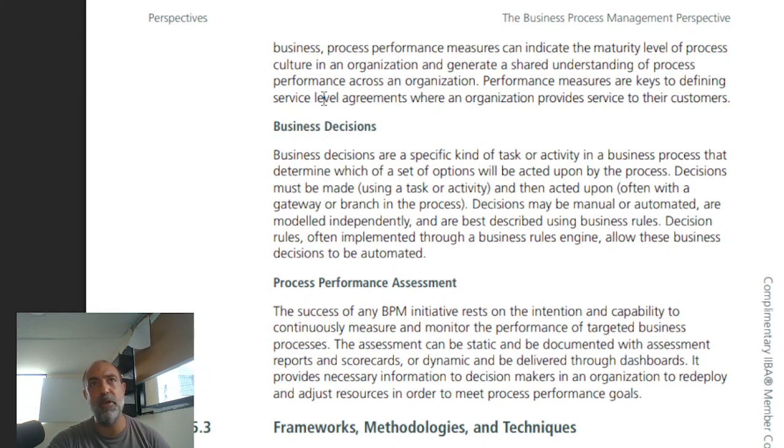Well, yeah, when it comes to the measures, that's what you do. That's how you objectively check yourself, right? And that's how you create that relationship between the actual vision, which is subjective, and the actual object. Business decisions are a specific kind of task, activity, or business process that determine which set of options is acted upon in the process. Decisions must be made using a task or activity because it's a decision-taking process, often with a gateway or branch in the process. Decisions may be manual or automated, modeled independently, or best described using business rules. Some decisions are based on rules, some decisions require management's approval.